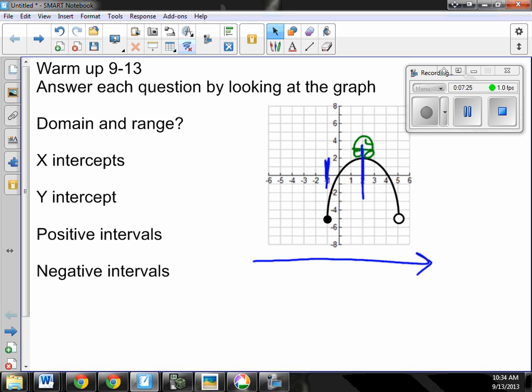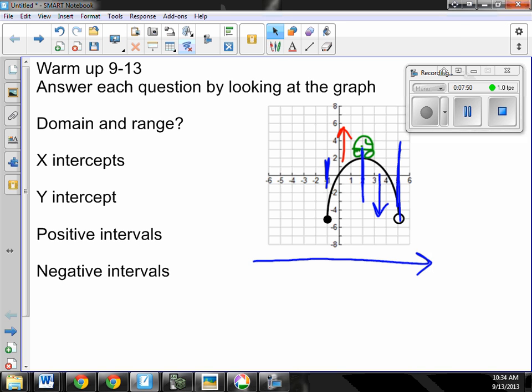But when I hit the top, for that one little instant, I'm actually going straight. And then all of a sudden, I start going back down. Okay? So between those two lines, I'm traveling up. And then between this line and this line, I'm actually traveling down.